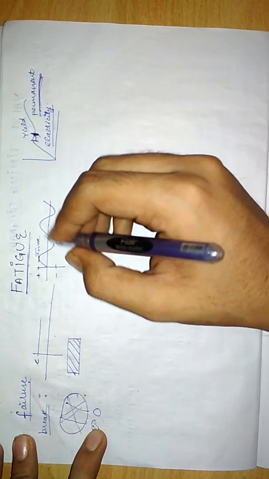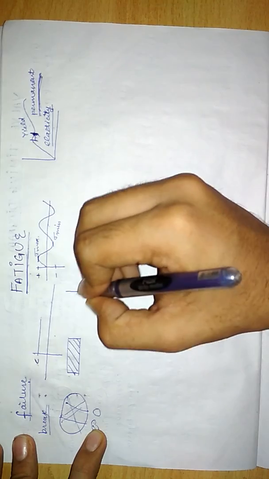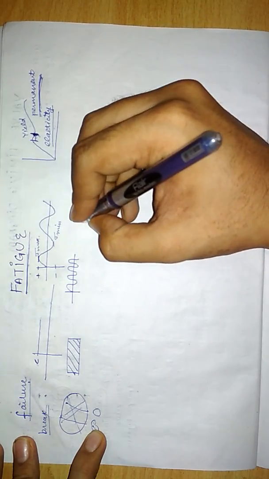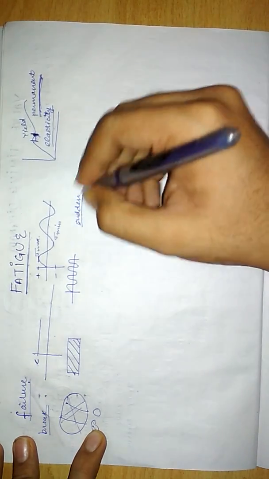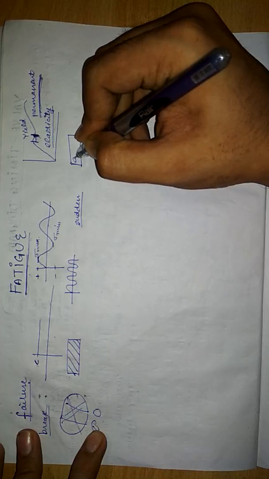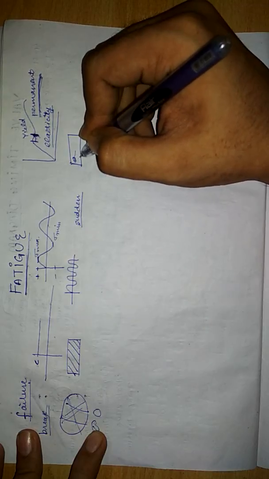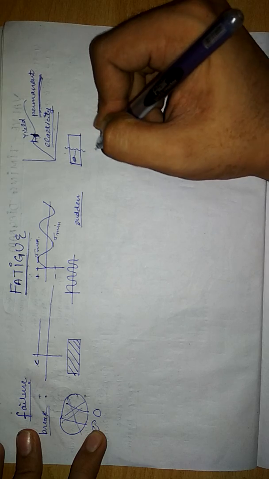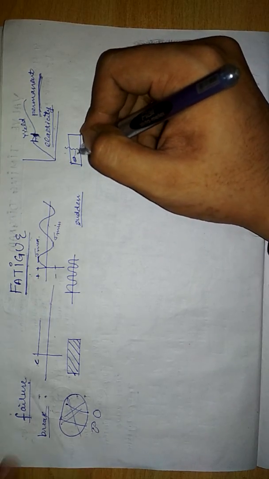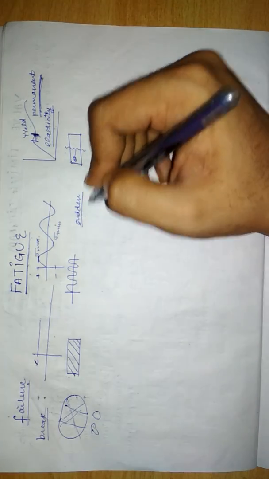Fatigue normally occurs after a long period of repeated stress or strain cycles, and this fatigue is sudden in nature. That is, it does not show any sign of breakage. Suppose a crack has taken place at the surface of some material, the crack propagation will not be visible. The material will break suddenly at some time. The movement of the crack is not visible, and the rate of occurrence is very fast. So fatigue failure is very sudden in nature.